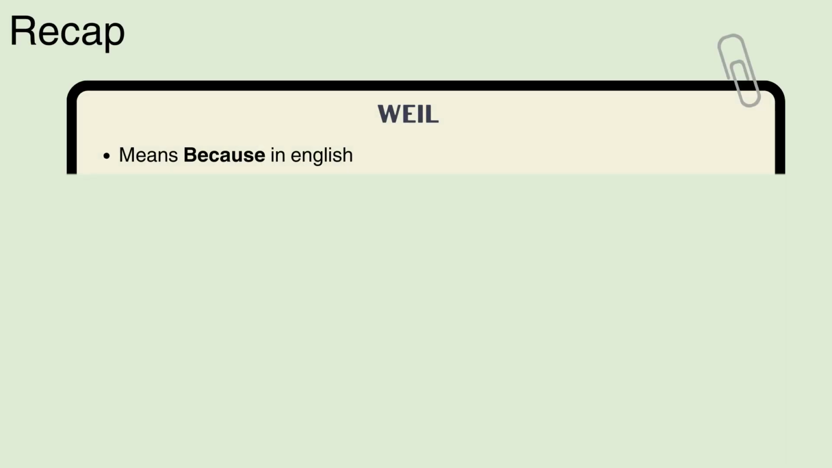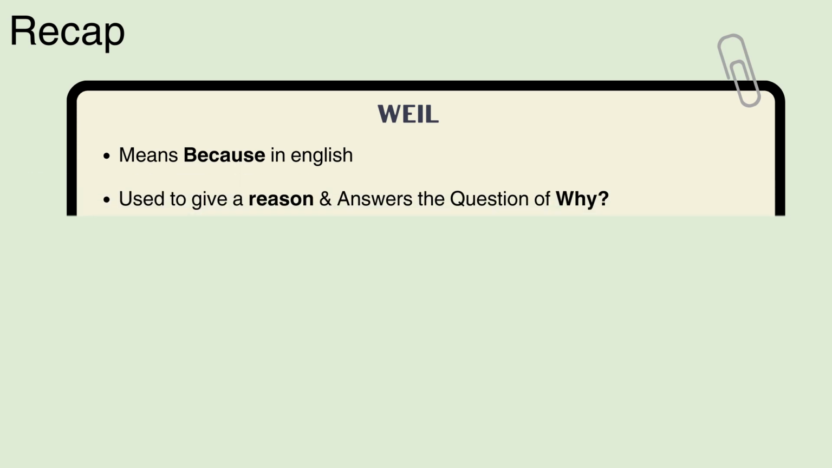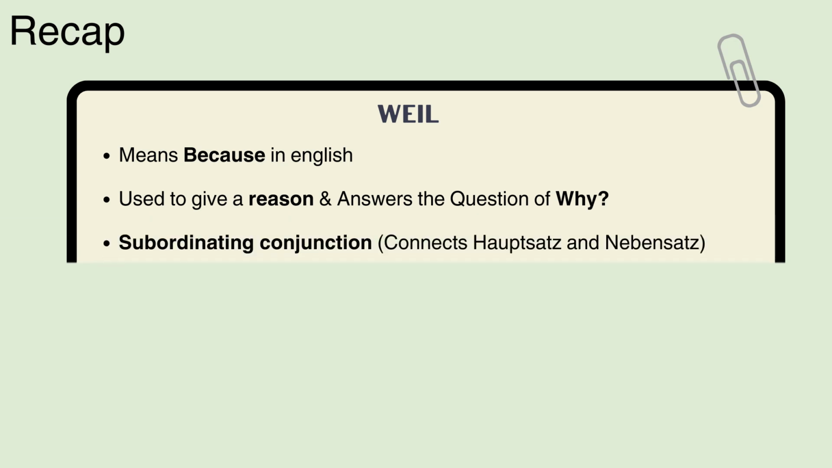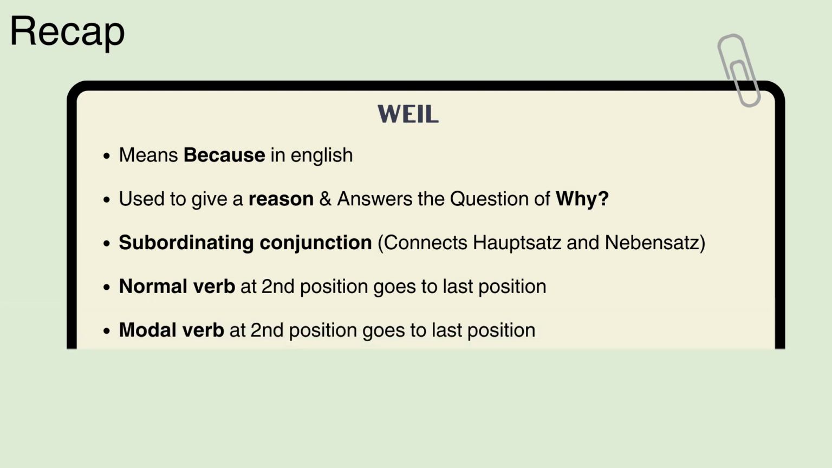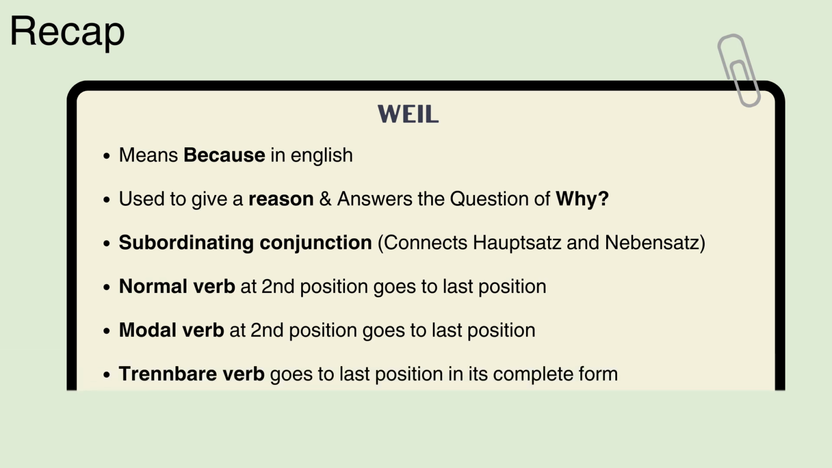Now let's do a recap of what we have learned. The conjunction weil means because in English. It is used to give a reason and it answers the question of why. It is a subordinating conjunction, which means that it connects a Hauptsatz with a Nebensatz. In case of a normal verb, when we use weil, then the verb goes to the last position. When we use weil with modal verbs, then the modal verb at the second position goes to the last position. In case of Trennbare verbs or separable verbs, the verb goes to the last position in its complete form.